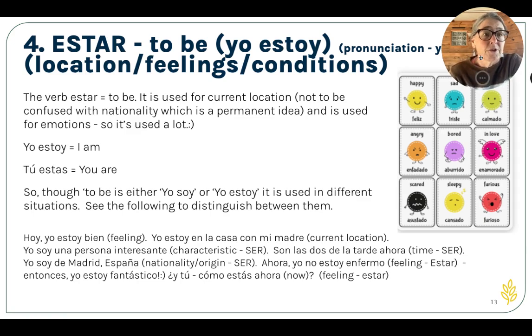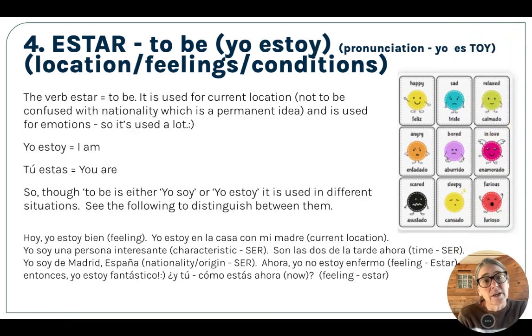Estar is also a verb that means to be. Estar and ser are similar but different. In English, we use the same verb in different contexts. In Spanish, they have 2 different verbs. So the verb estar, right, pronunciation of estar or conjugation is yo estoy, and it's used for feelings and conditions like how am I feeling right now, and location, where I am right now, or where I will be in 10 minutes, not where I'm from. So the verb estar also means to be. It's used for current location, not to be confused with nationality, and it's used for emotion.